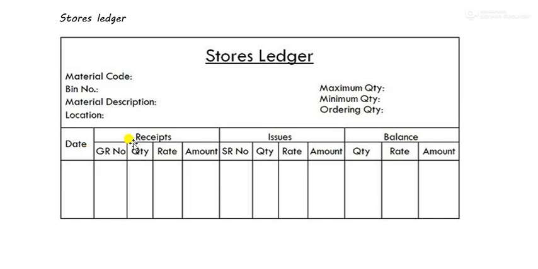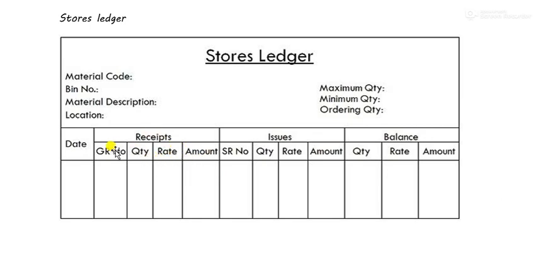Now come to the inner columns. This GR number and SR number are nothing, just like journal folio and ledger folio. They are hardly used. So if you don't draw them in the exam, I'll allow it. But we'll talk about the annual term board exams later, and I'll tell you if you have to draw them or not. For now, for my homework, you don't need to draw GR number and SR number. You just need to draw receipts, quantity, rate, amount.